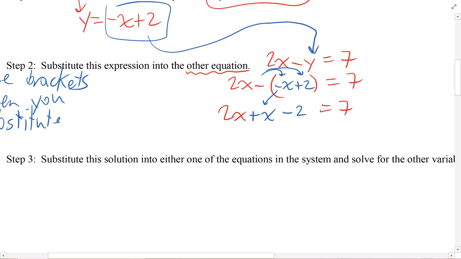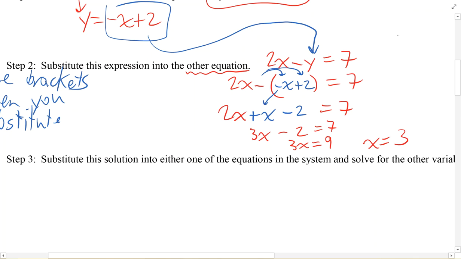equals 7. What we did when we substituted is go from having 2 variables in our equation, an x and a y, to just one, just an x. That allows us to solve. So we will now solve for x. 2x plus x, how many do you have altogether? 3x minus 2 equals 7. 3x equals 9. Then we divide by 3. What does x equal? 3, right? It's 9 divided by 3.